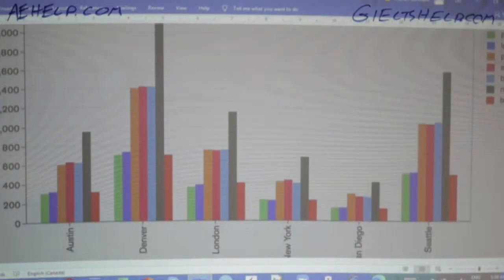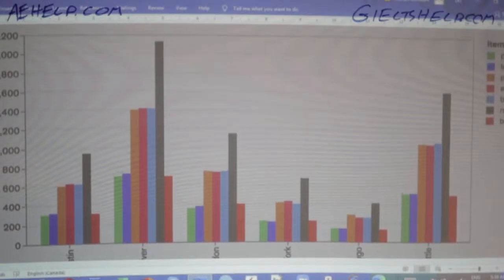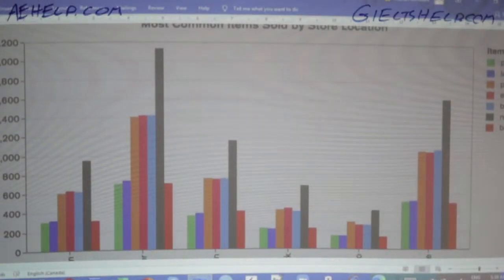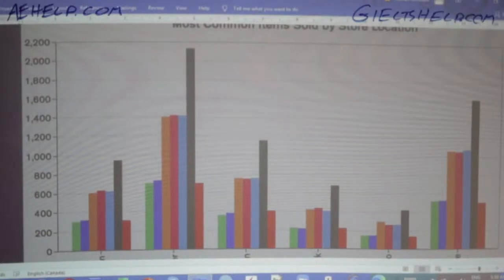Now, let's take a look at the Y axis information. So we've got our Y axis here. Let me go a little bit more over. There we go. So we've got our unit of sale from 0 to 2,200. Ooh, 2,200 units sold in a particular month. Okay. And it goes 0, 200, 400.